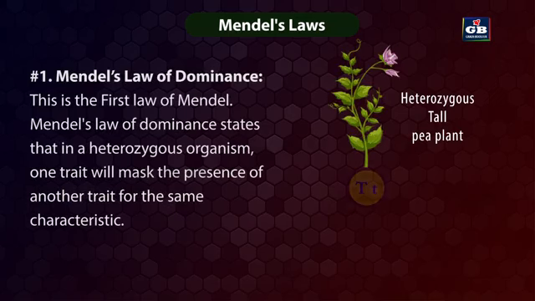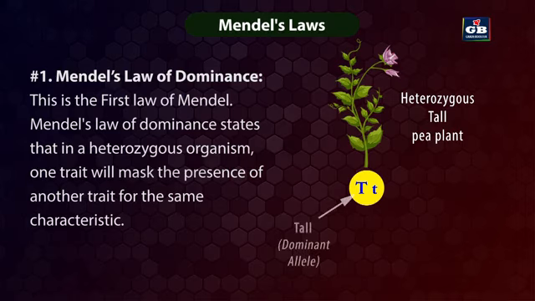Mendel's laws. Mendel's law of dominance. Here is a heterozygous tall pea plant. Means it is a tall pea plant, but it has two different alleles for the character plant height. One tall allele and one short allele. Even though the plant has short allele or gene in it, its tallness is expressed because the tall allele is dominant over the short allele. This is the first law of Mendel.